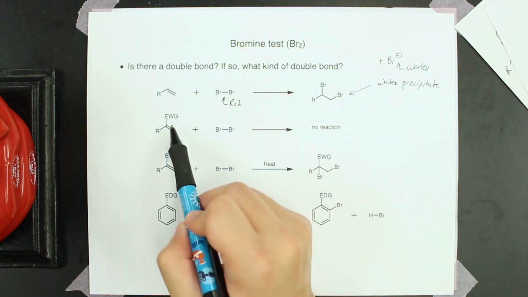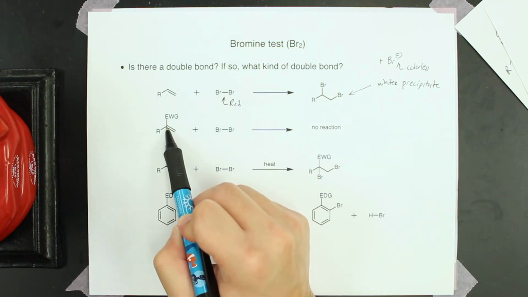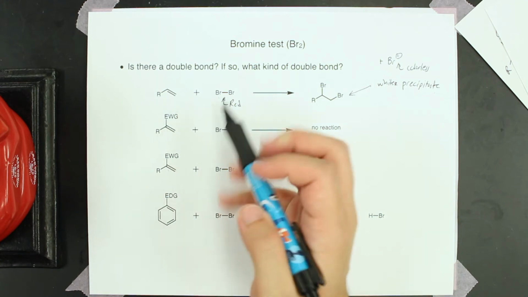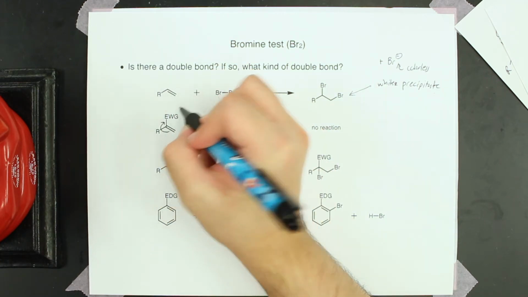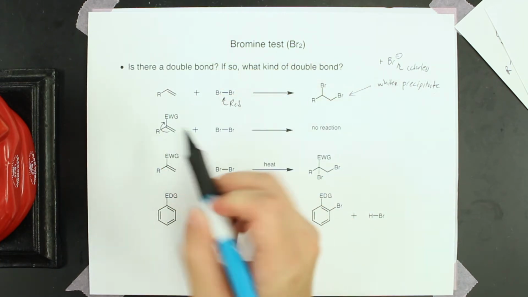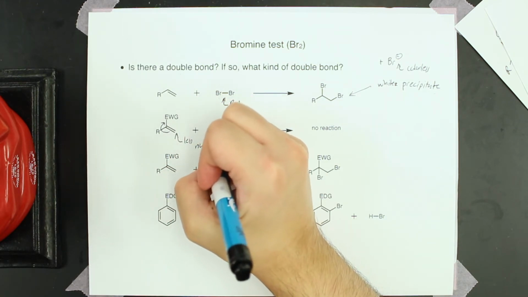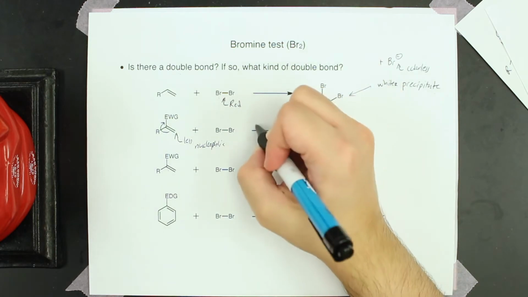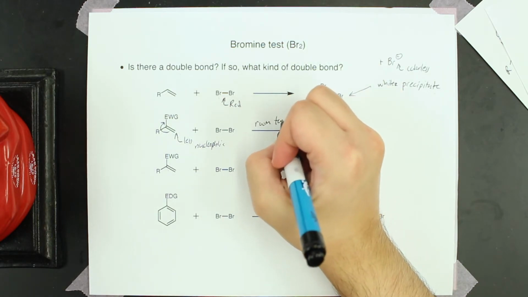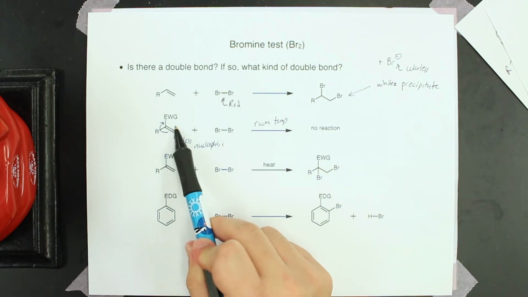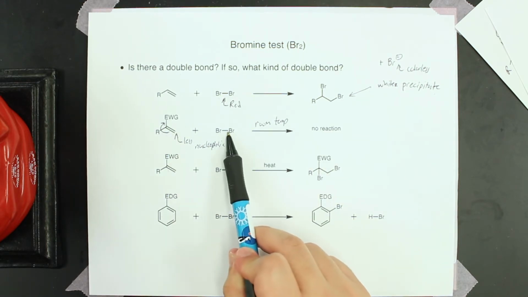Something interesting happens, though, if you have an electron withdrawing group connected to this double bond. So this has to be physically connected to the sp2 carbon here. It can't be far away. If it's connected there, this electron withdrawing group will actually withdraw electron density, making this double bond less nucleophilic. So at room temperature, these tests are typically done at room temperature, there is no reaction here. So this is not nucleophilic enough to react with the bromine.